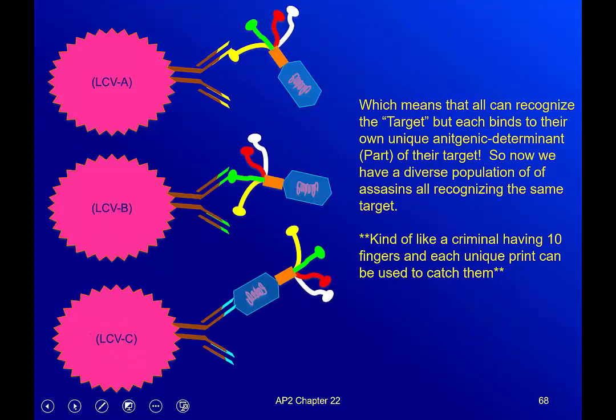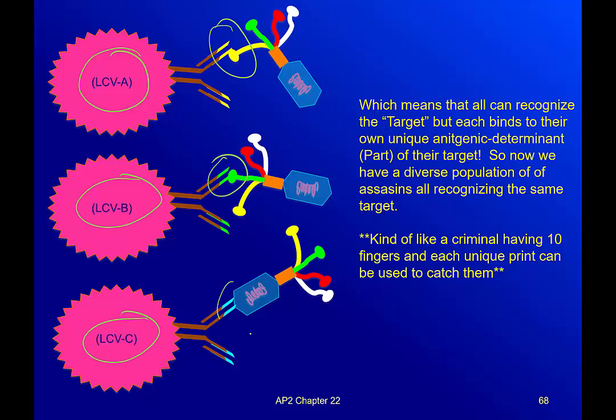So if I've got one lymphocyte that recognizes yellow leg, another that recognizes the green leg, another that recognizes the blue capsid, it basically means they all recognize the same target, but each binds to their own antigenic determinant. So we now have this diverse population of assassins all recognizing the same target. Kind of like having a criminal and having all 10 fingerprints, each one of them being unique instead of just one to catch them.